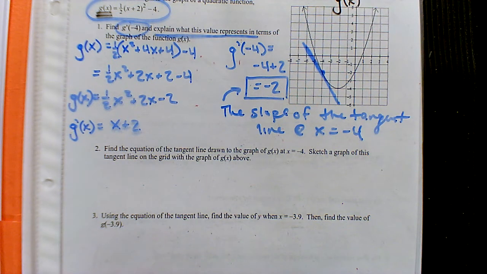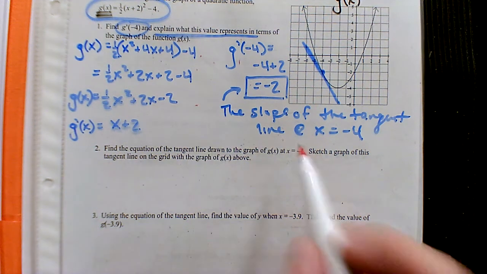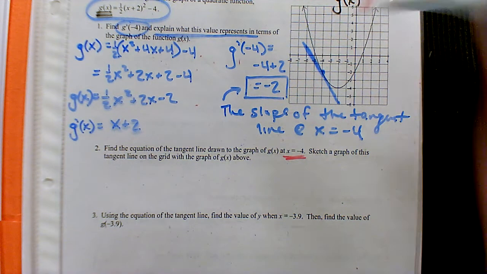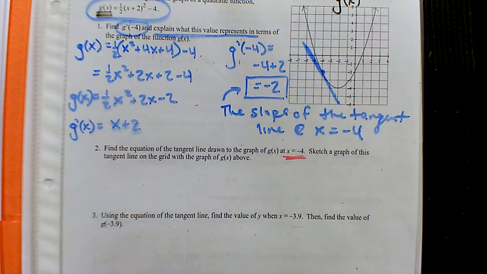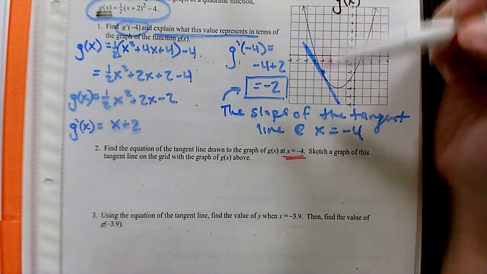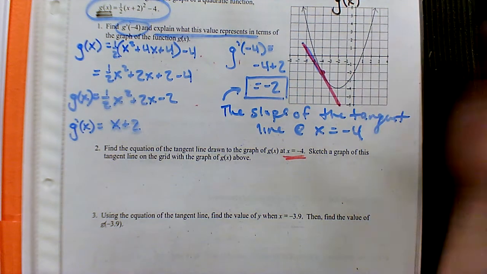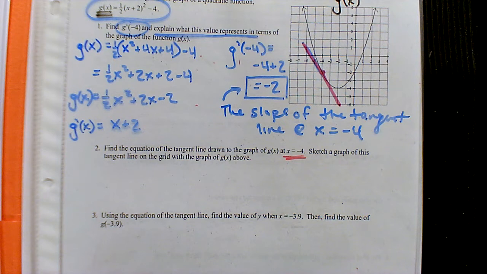Find the equation of the tangent line drawn to the graph of g of x at -4. So we still have the same location, this x location of -4. Sketch a graph of this tangent line on the grid above. I kind of got ahead of myself and already did that. Just thinking about it from number 1 might have been a good idea to draw it eventually. So there's the tangent line drawn.